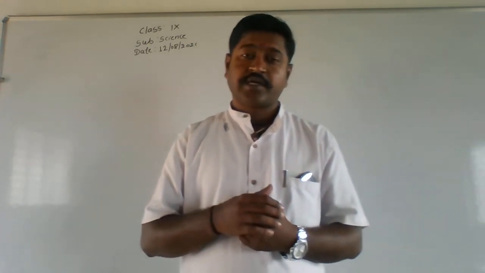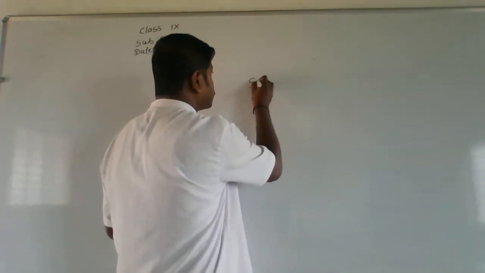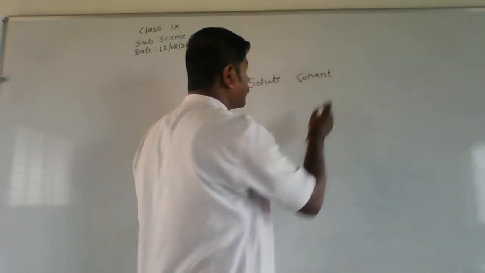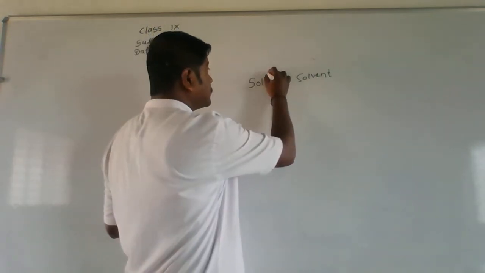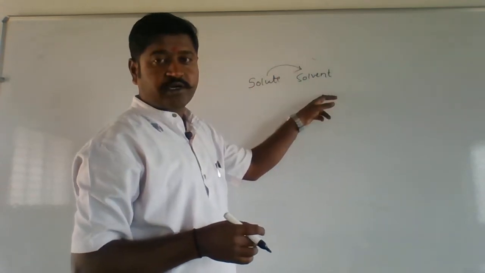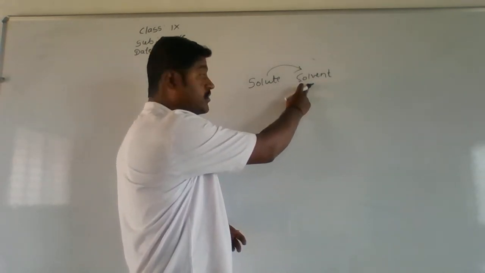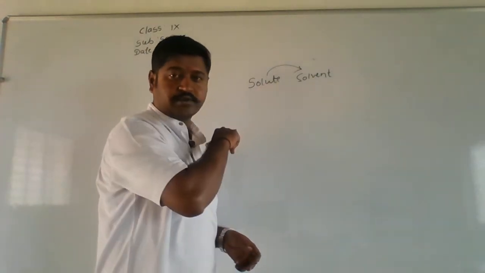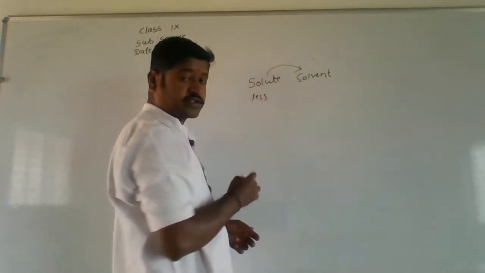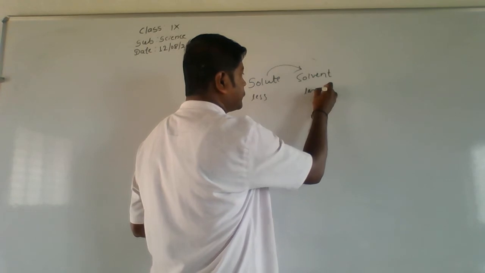The next, we come across two words in this solution, that is solute and solvent. Solute is the one which dissolves in solvent and becomes solution. Solvent is the one which allows the solute to dissolve in it. So solute is usually present in less quantity, whereas solvent is usually present in large quantity.